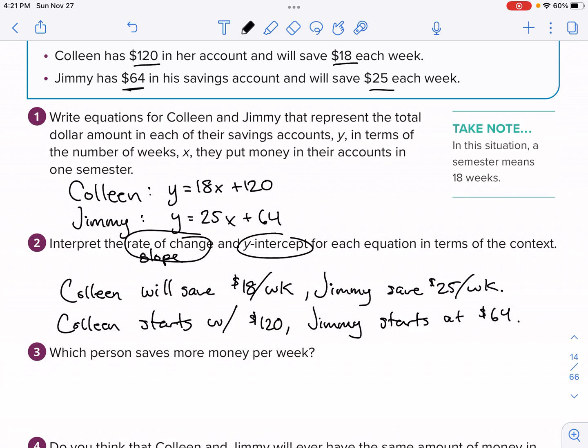That's our initial value. Number 3, which person saves more money per week? So per week, it is Jimmy saves more money per week because his rate of change is 25 and Colleen's is 18. We're just gonna put Jimmy here. And I'll just put that was $25.